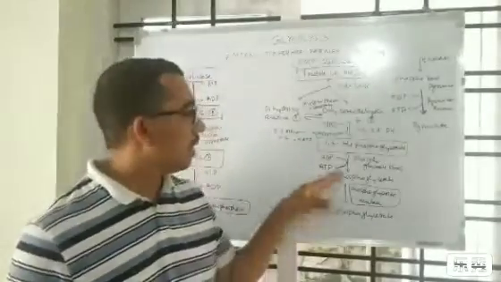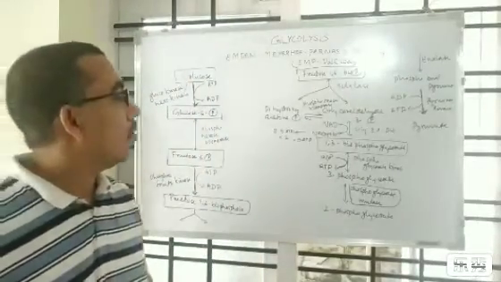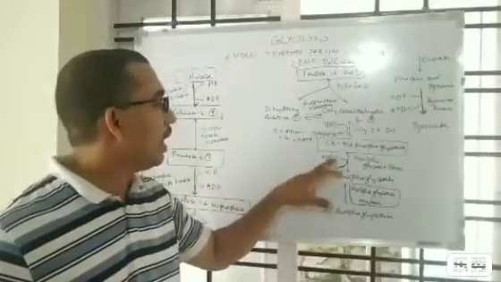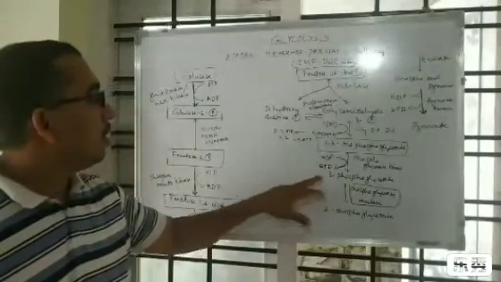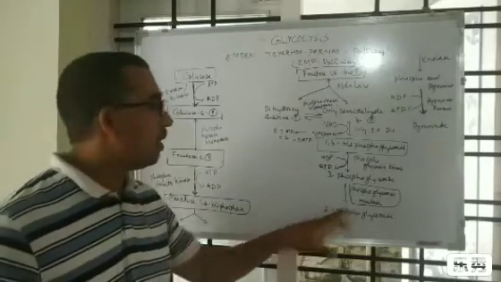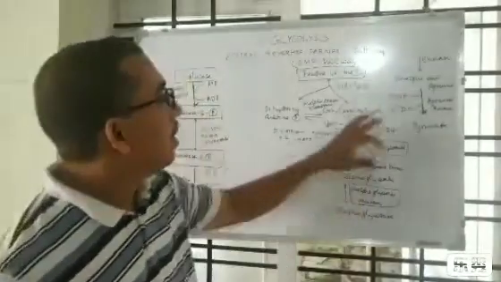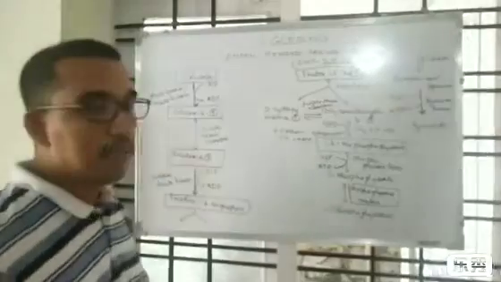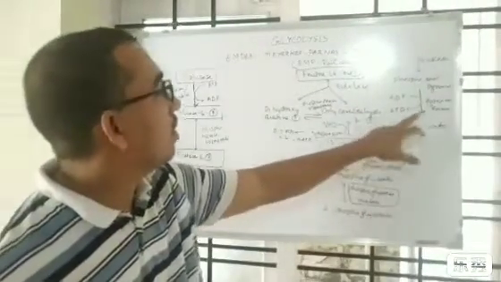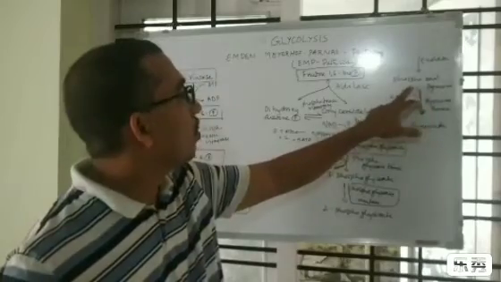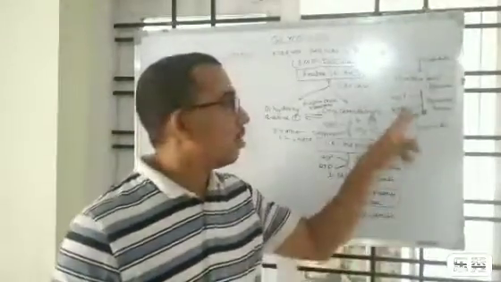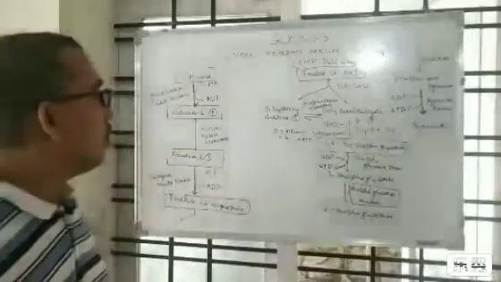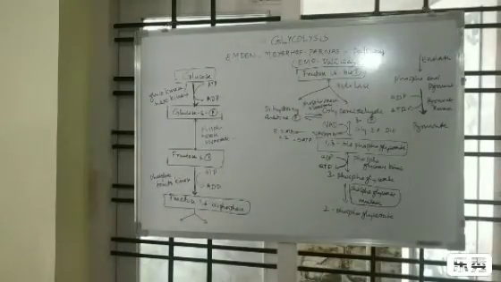Then 1,3-bisphosphoglycerate is converted into 3-phosphoglycerate by the enzyme phosphoglycerate kinase. Here substrate level phosphorylation occurs, and one ADP is converted into ATP. Then 3-phosphoglycerate is converted into 2-phosphoglycerate by the enzyme phosphoglycerate mutase. Then by the enzyme enolase, phosphoenol pyruvate is formed from 2-phosphoglycerate. Then pyruvate kinase catalyzes the conversion of phosphoenol pyruvate to pyruvate. Here also one substrate level phosphorylation occurs. So ATPs are produced. Now we'll see the energetics of aerobic glycolysis.